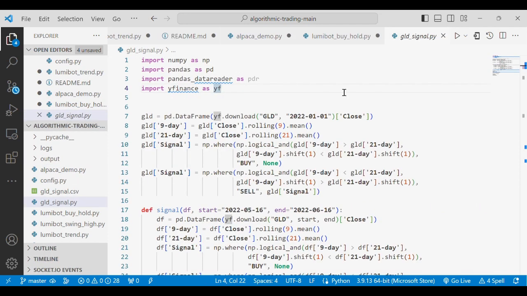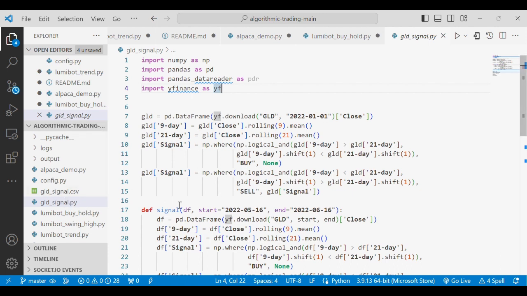So this is the signaling part. In this code, basically we have used Python libraries like pandas, numpy, pandas datareader, and yfinance to analyze the historical stock data and generate the trade signals based on the moving averages. And we have saved the results to CSV files.